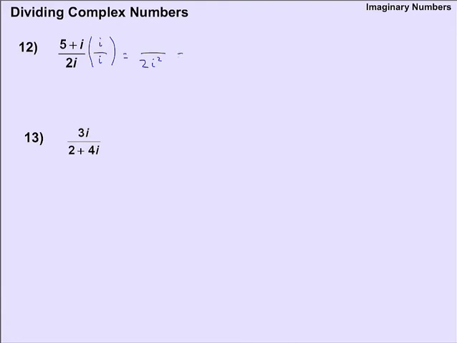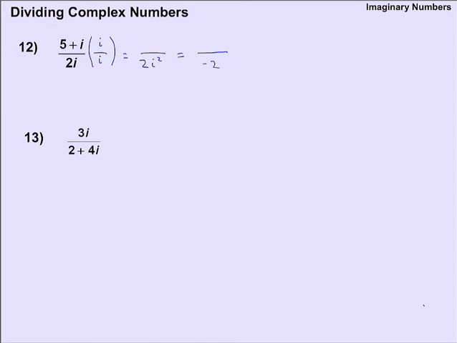But i squared is -1. That's the definition of i. So every time we see an i squared, we just immediately turn the i squared into a -1 and just change the sign of whatever term it's with. So that 2i squared is just -2. And now there's no longer an i in the denominator at all.